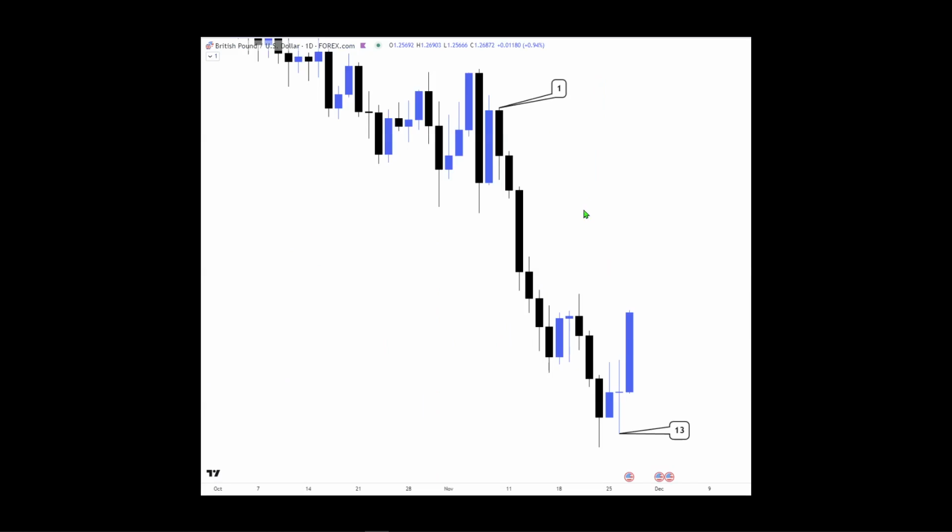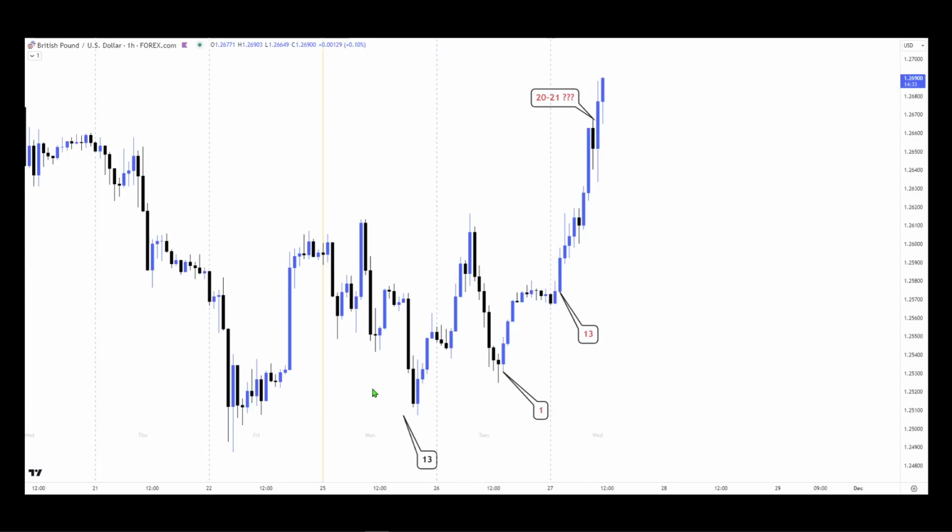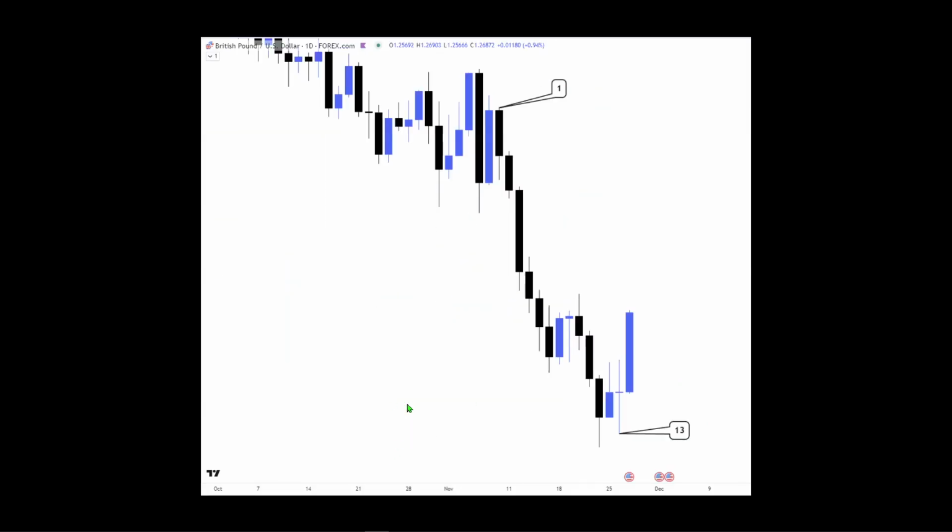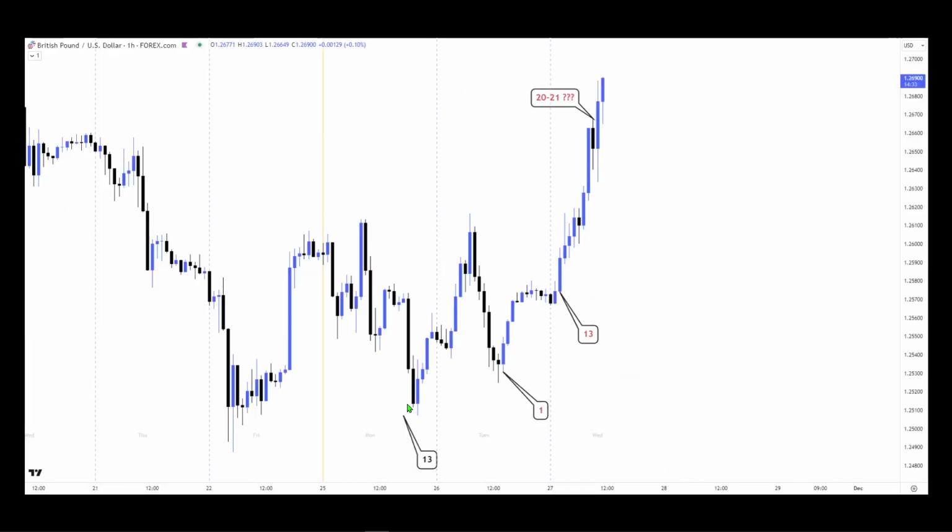This is the 1 hour chart, same area. First day, 13th day. This is the 13th day. I need to check again, sorry. Yeah. Okay, yeah. And so we know that we can count on the 1 hour chart: 1, 2, 3, 4, 5, 13, and 2021.